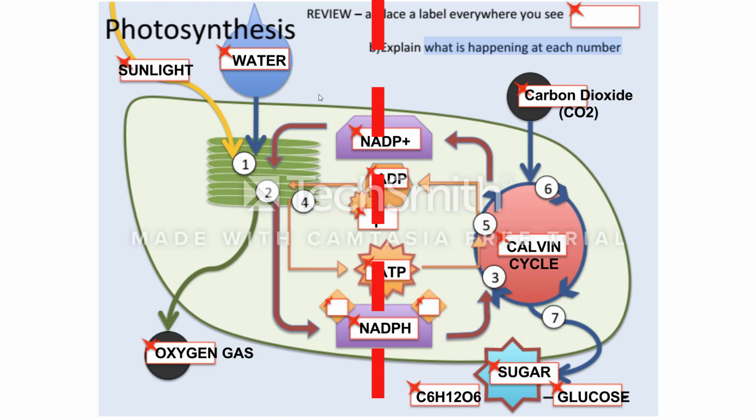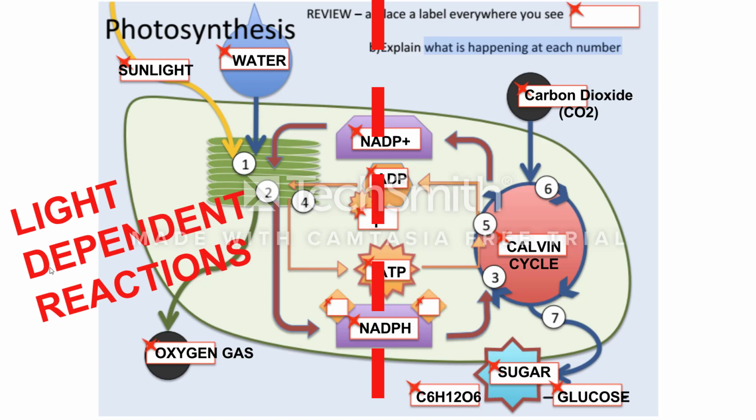So this side, the side with the thylakoid and sunlight and water, is what we call the light-dependent reactions. To be dependent on something means that you need it in order to function, you need it in order to work. And so here you can see that one of our reactants is in fact sunlight. And so we have light. We are dependent on light in order for this chemical reaction to happen, to recharge those molecules.